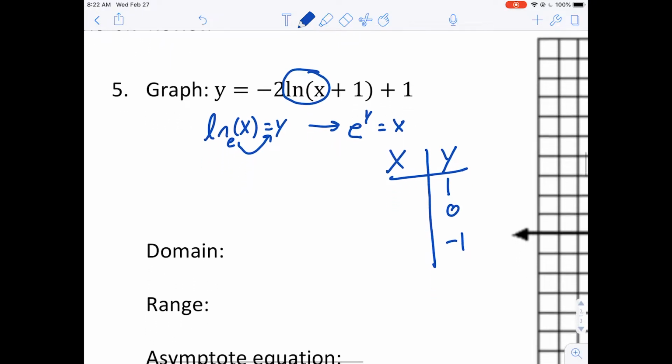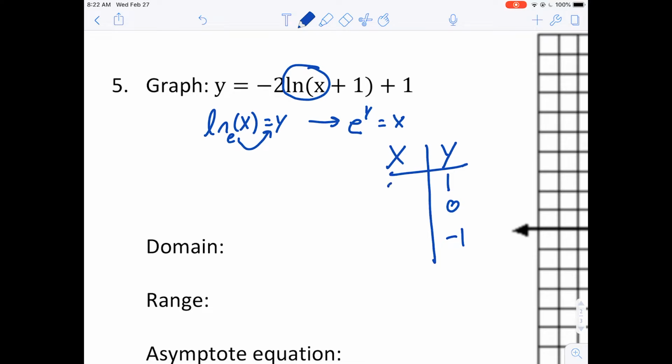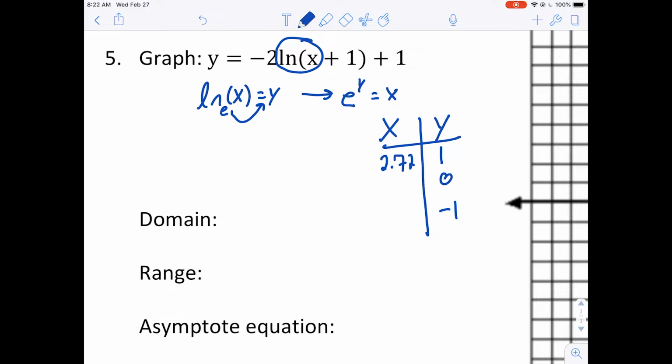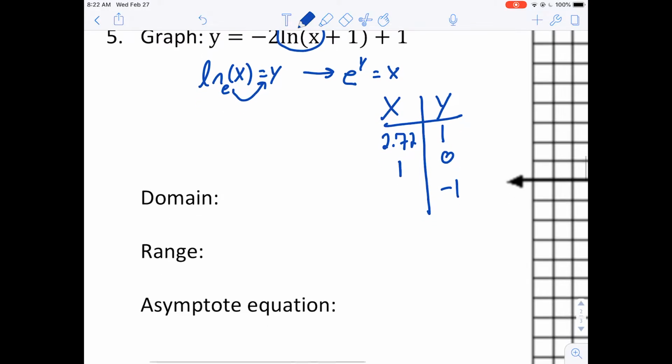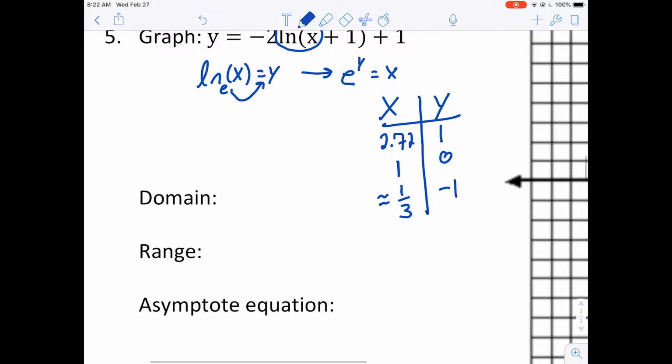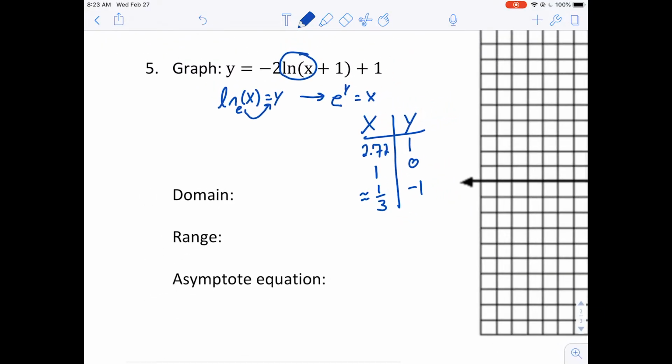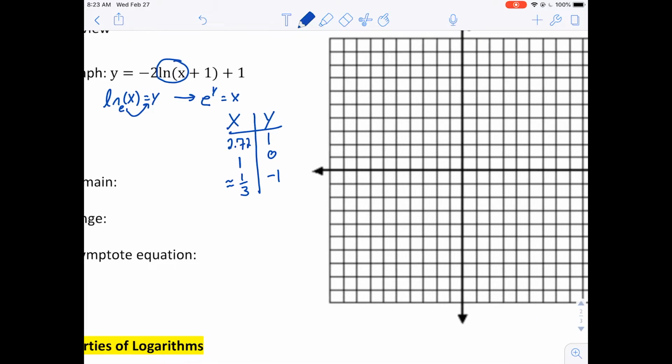So 1, 0, -1. E to the first power is going to be 2.72. E to the 0 is going to be 1. E to the -1 is going to be approximately 1/3. Okay. So those are the first couple points we could graph. So we're going to go 1, 2.7. At 1, whoops, sorry, that's up 1 right there. 1, 2.7, up 1. We're going to go 1, 0, and then we'll go -1, 1/3, right?